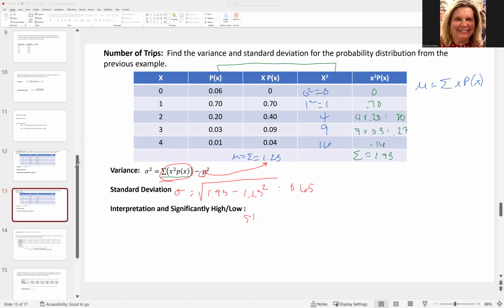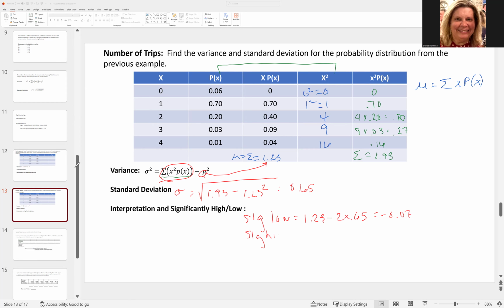Okay, then significantly low is the mean minus 2 standard deviations. You do need to know this, that's how you figure that calculation, which is negative 0.07. So there's nothing significantly low, okay? Because we're saying any number of trips less than a negative. So we're good on the low end.